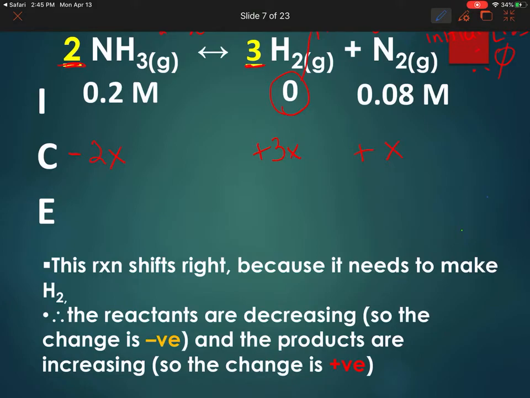Okay, so now somewhere on your paper, don't write in the E line here yet, but somewhere on your paper, remind yourself I plus C equals E. Okay, so I'm going to start on the right here just to cheat. So if we do N2 first, we have 0.08 plus X. H2, 0 plus 3X.